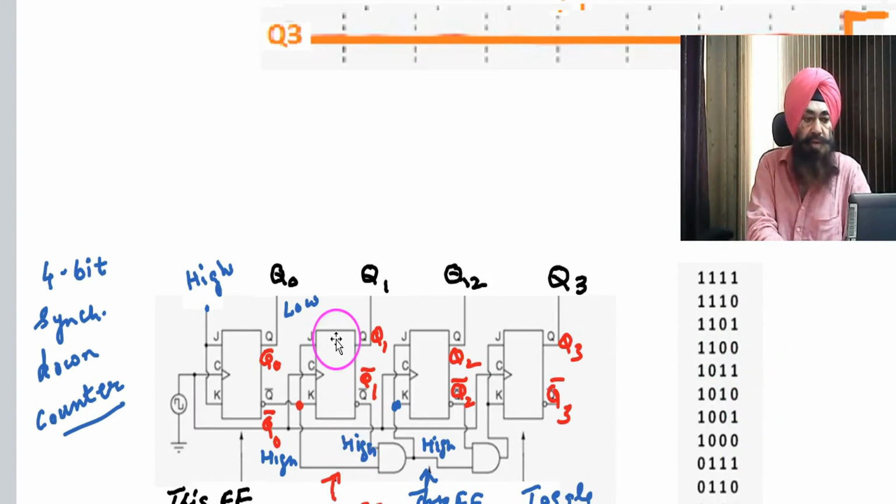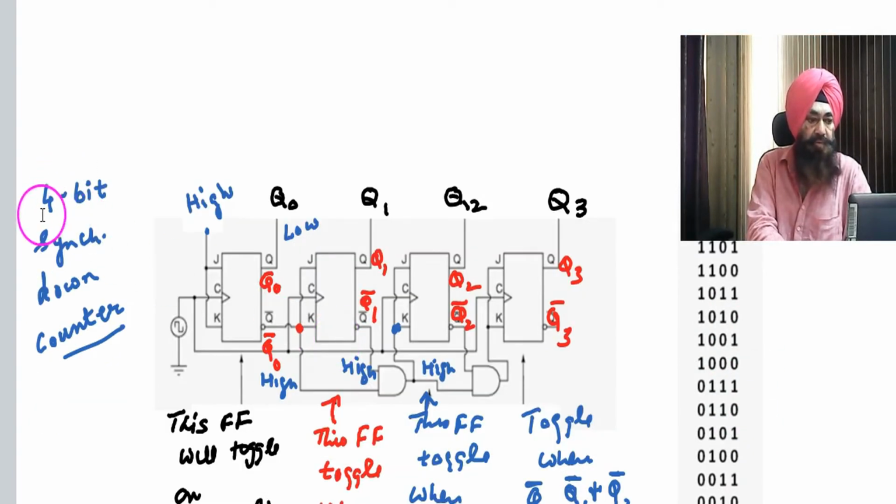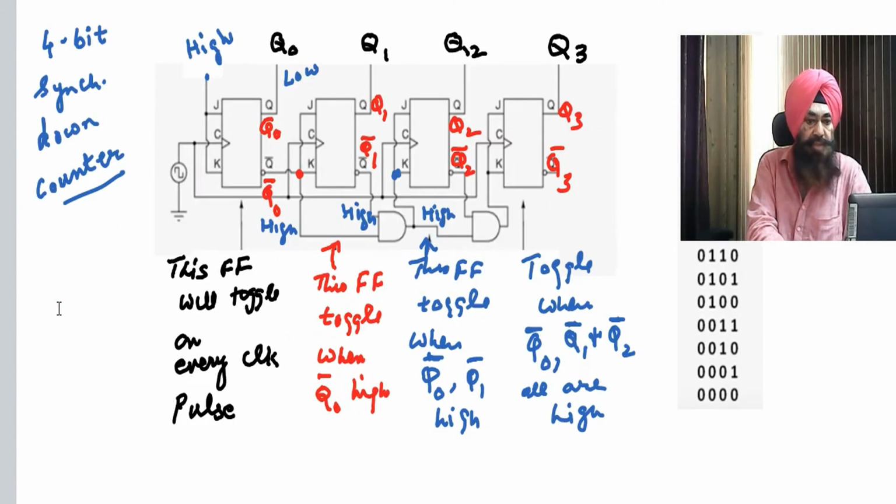Okay, so this is our 4-bit synchronous down counter. This is synchronous because the same clock is applied to all the flip-flops. Right? Now J and K are connected together to high. So JK is high in all the cases.